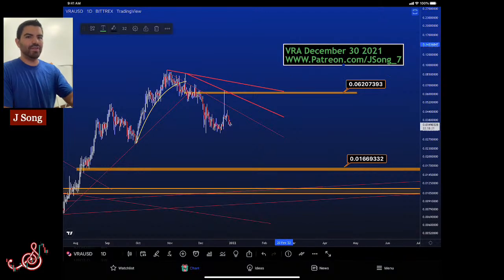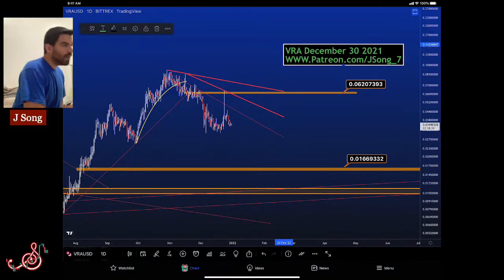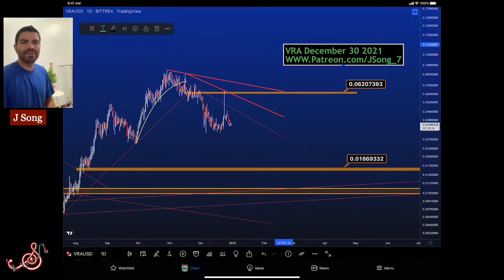How about these colors for VRA? Who asked for VRA? Nobody's fessing up.